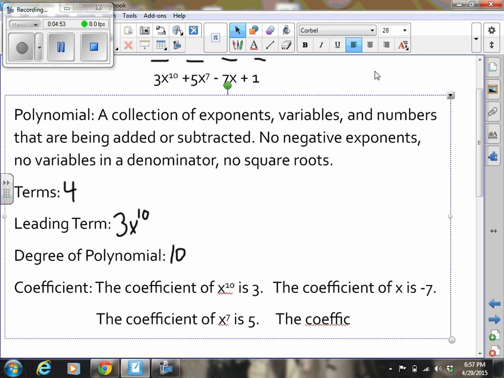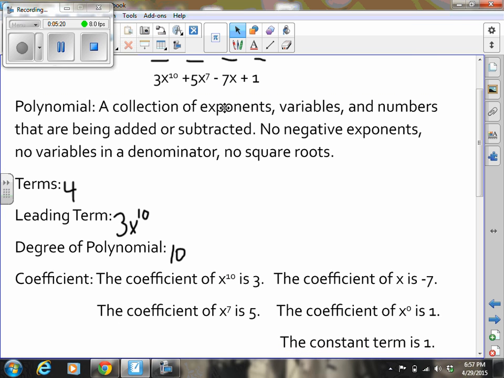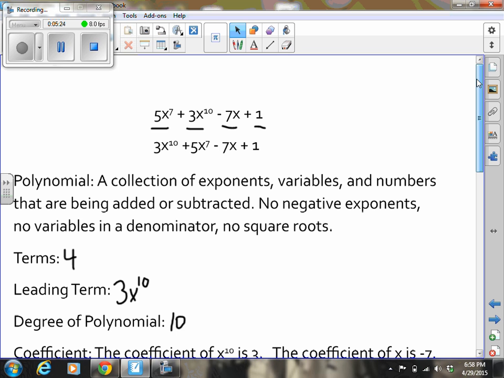And the coefficient of x to the 0 is 1. We might also word this as saying the constant term is 1. It would mean the same thing as the coefficient of x to the 0. The constant term is 1. We refer to the constant term as the x to the 0 coefficient, or the term that has x to the 0 attached to it.